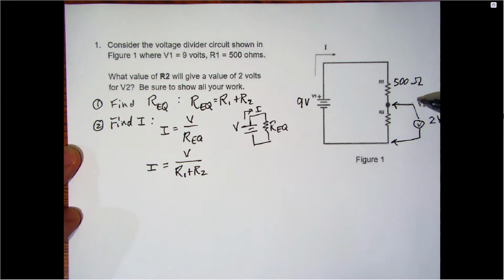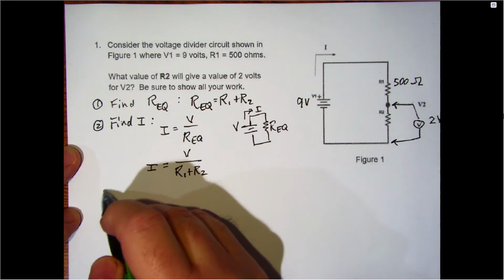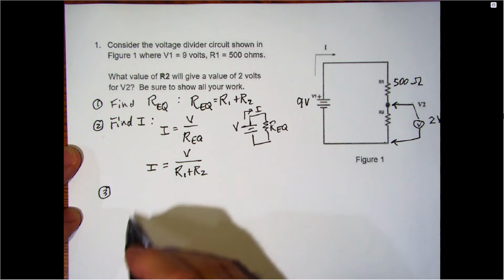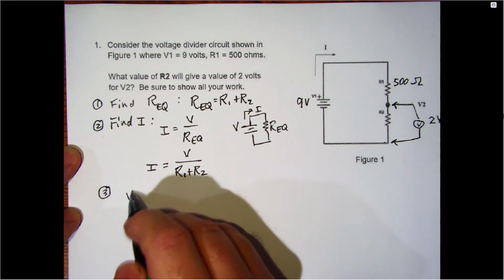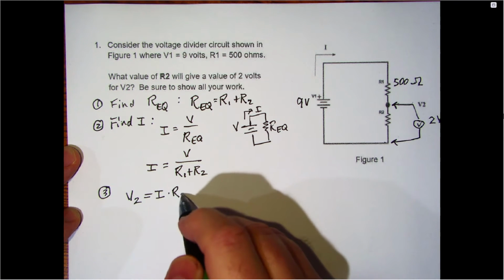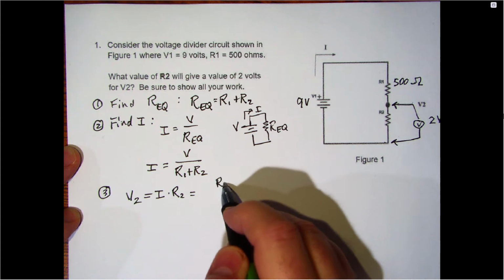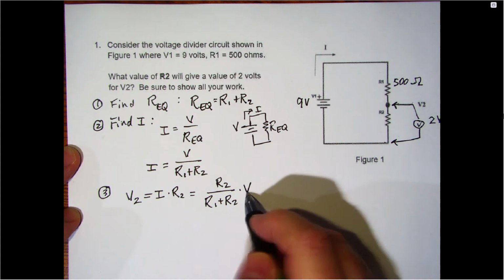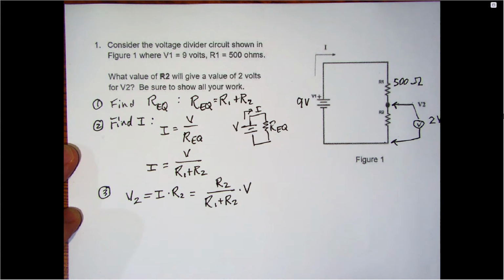Now V2 we can find by noticing that the voltage drop between V2 and ground, which is right here, is just the current flowing through it, which is I, times R2 by Ohm's law. So almost by inspection, V2 is equal to the current flowing through R2 times R2. So it's equal to R2 over R1 plus R2 times the applied voltage. So it'll get modulated depending on the values of R1 and R2.